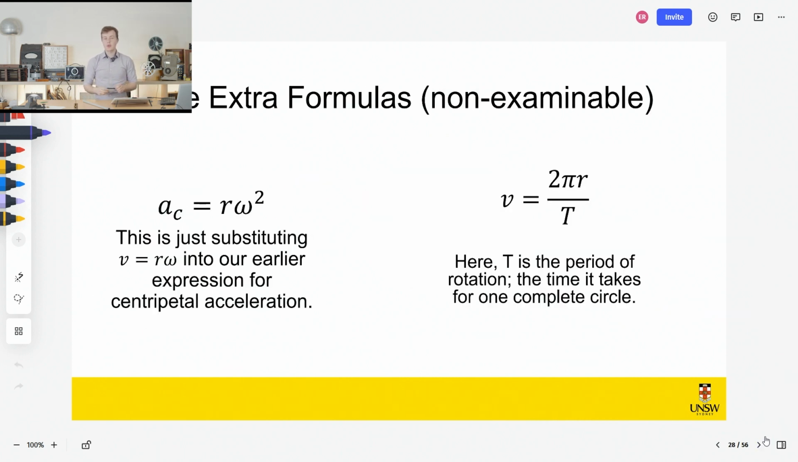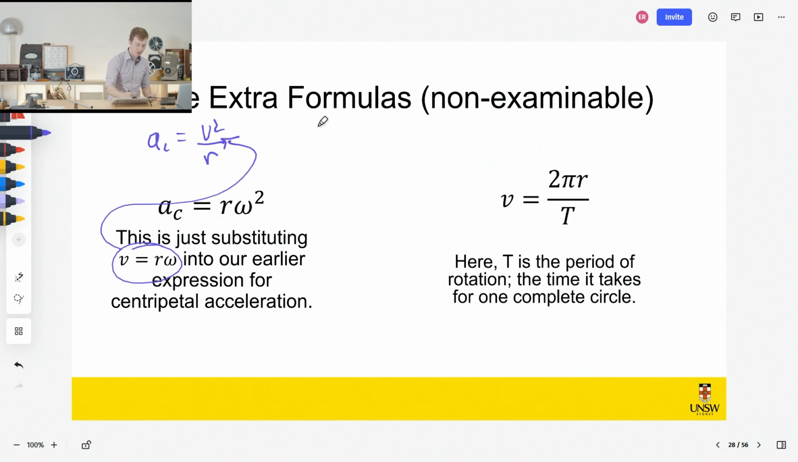There are some other formulas that aren't really examinable because they're not in the formula sheet, but they're really useful, right? And you can derive them, but I'd recommend just knowing them, okay? The first one is here, AC equals r omega squared. So this is AC equals v squared on r, and then we take this and put that in there. So then we get r squared omega squared on r, which is equal to r omega squared. Okay? That's centripetal acceleration in angular terms instead of in linear terms.